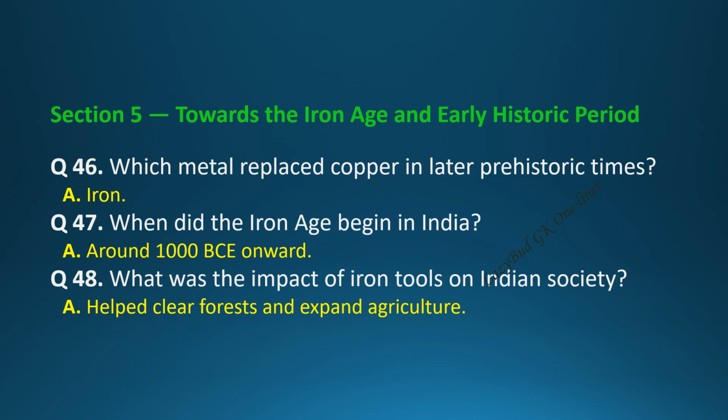Question 46. Which metal replaced copper in later prehistoric times? Answer: iron. Question 47. When did the Iron Age begin in India? Answer: around 1000 BCE onward. Question 48. What was the impact of iron tools on Indian society? Answer: helped clear forests and expand agriculture.